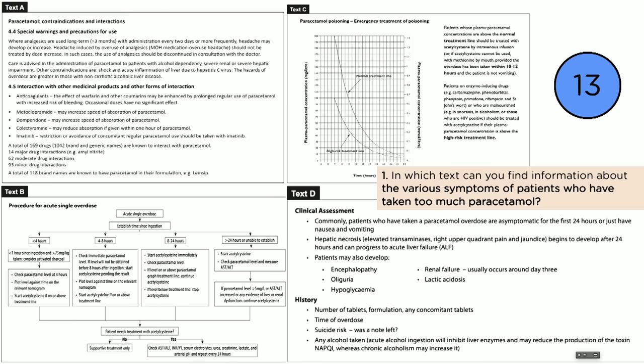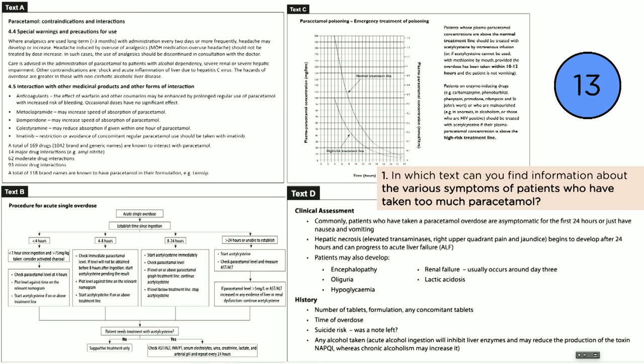All right, crunch time. Let's have a look at the answers, guys. Here we go. So, in which text can you find information about blah, blah, blah? Number one, D, 2C, 3B, 4D, 5A, 6B, 7C.